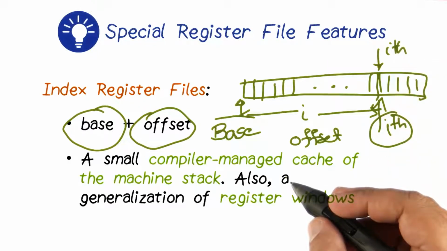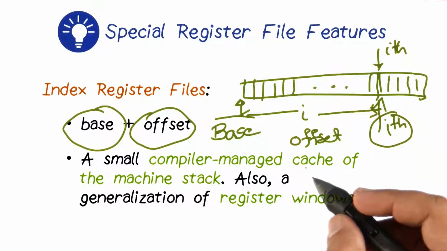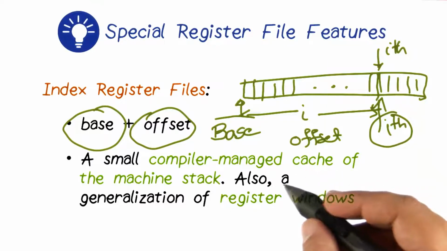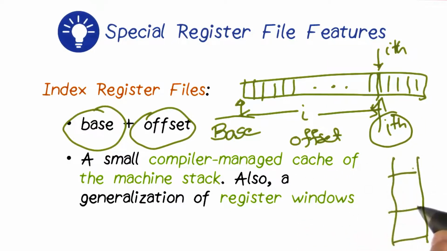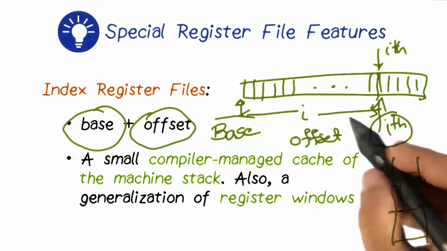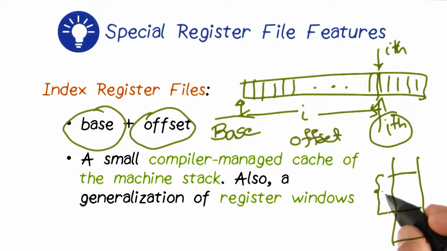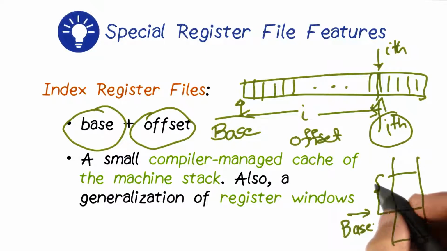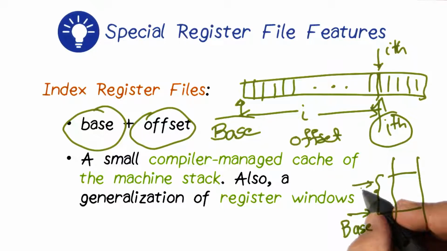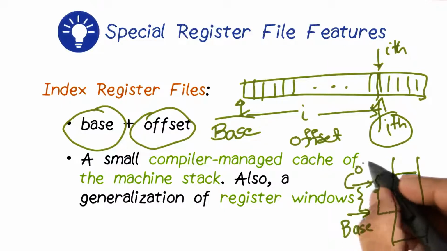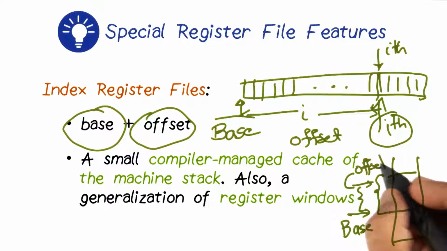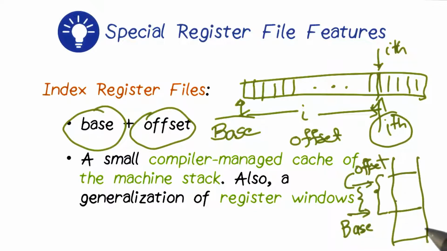In some cases, the compiler manages the register file as a cache of the machine stack. In other words, a part of the machine stack where the local variables of the function are held is allocated through such a register file, and the compiler manages that as a cache. And how does the access work in such cases? This is your base, and in addition you have an offset which looks like this. In this particular way, a particular register is accessed on the frame by using a base and an offset.